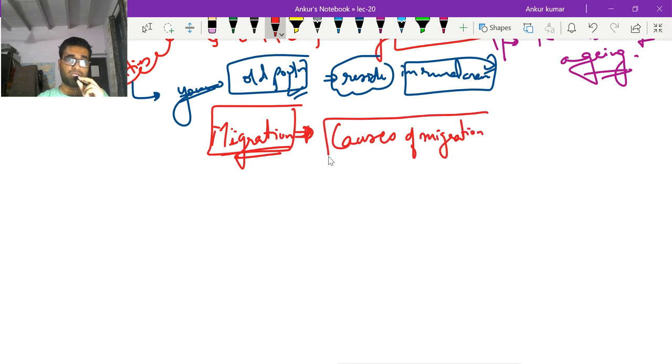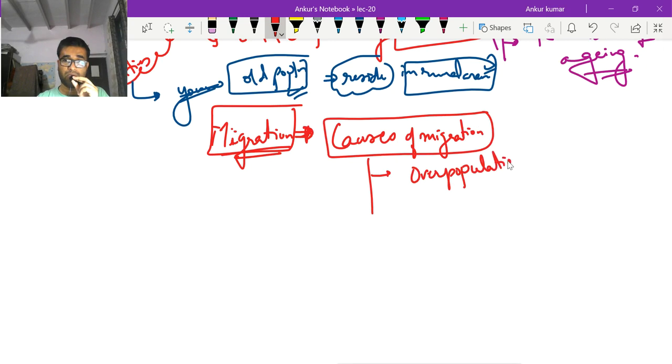what can be the cause of a migration? Number one, it can be overpopulation. Any region having overpopulation, where population density has increased beyond the resources present, this leads to the outflow or out-migration of the population. So overpopulation becomes a push factor for the population.